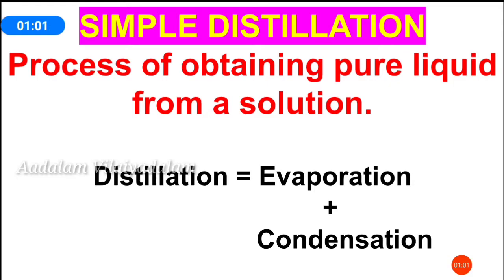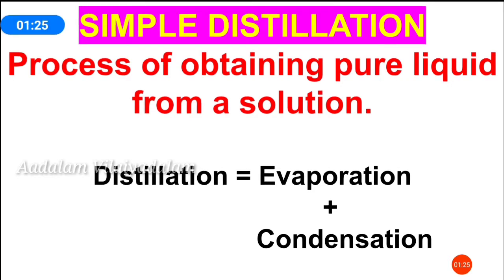First, simple distillation method. Simple distillation is a procedure by which two liquids with different boiling points can be separated. Simple distillation can be used to separate liquids that have at least 25 degrees difference in their boiling points. Simple distillation is a combination of evaporation and condensation.